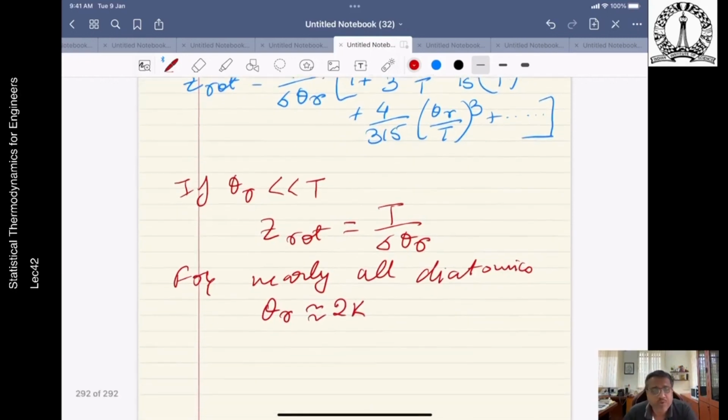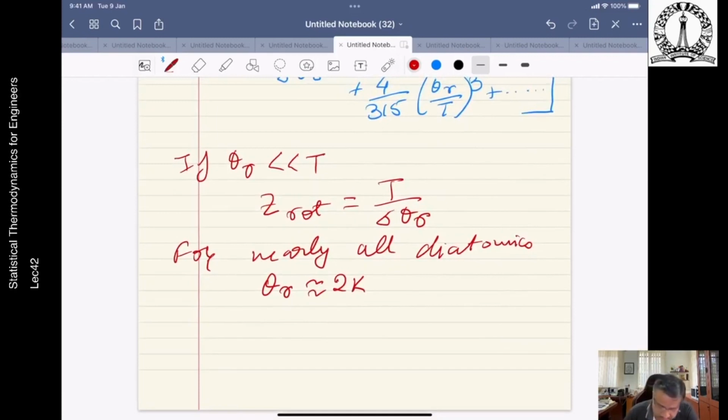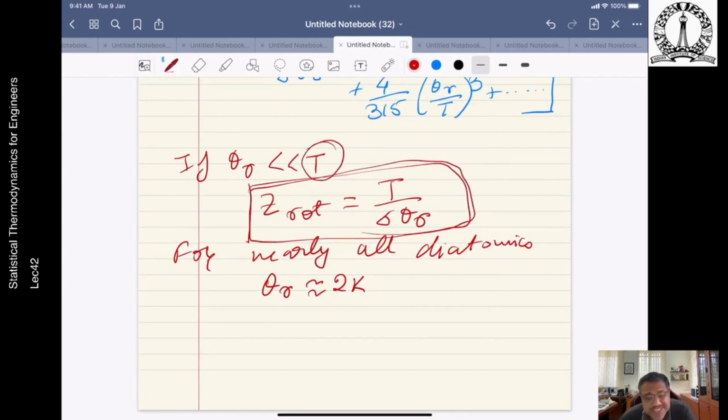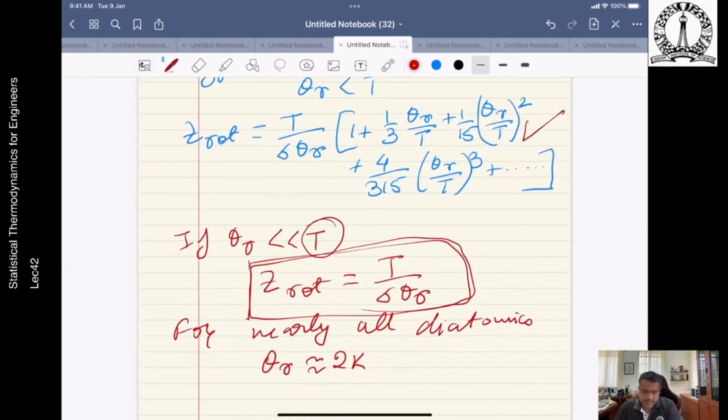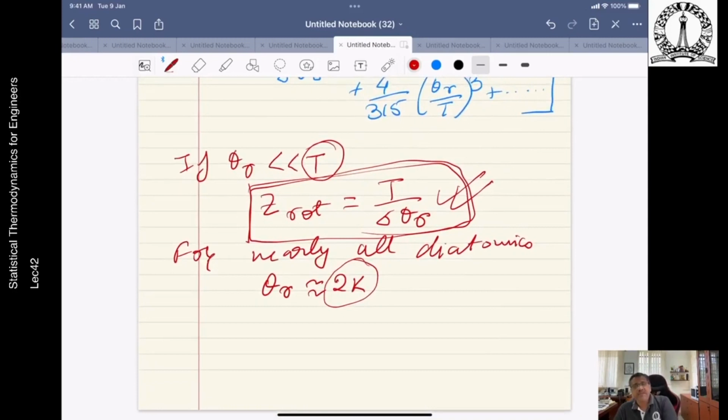So this expression is more or less suitable because this is much less than the temperature T. For certain molecules, like HCl or OH, theta r is of the order of 15, so in that case you need to use this series. But for about 2 Kelvin, this is sufficient to calculate the rotational partition function.